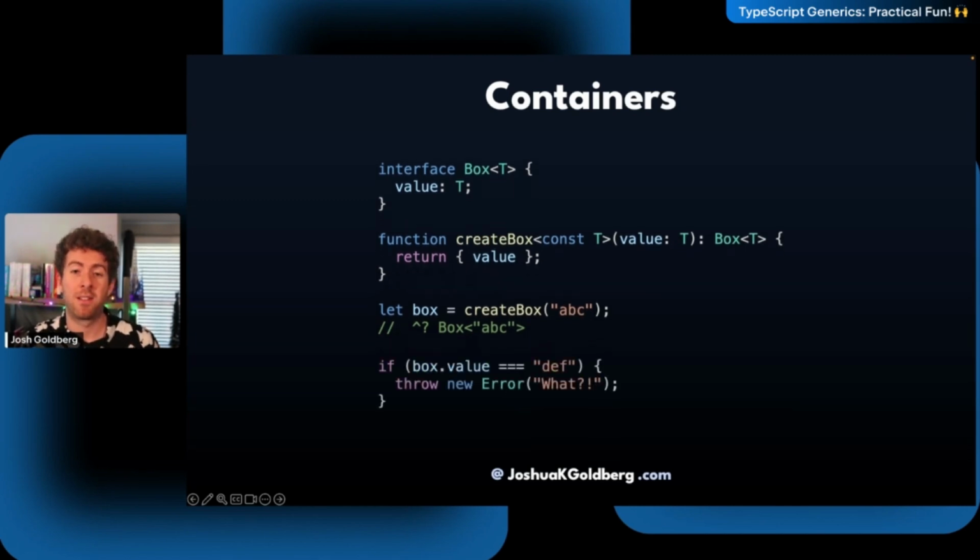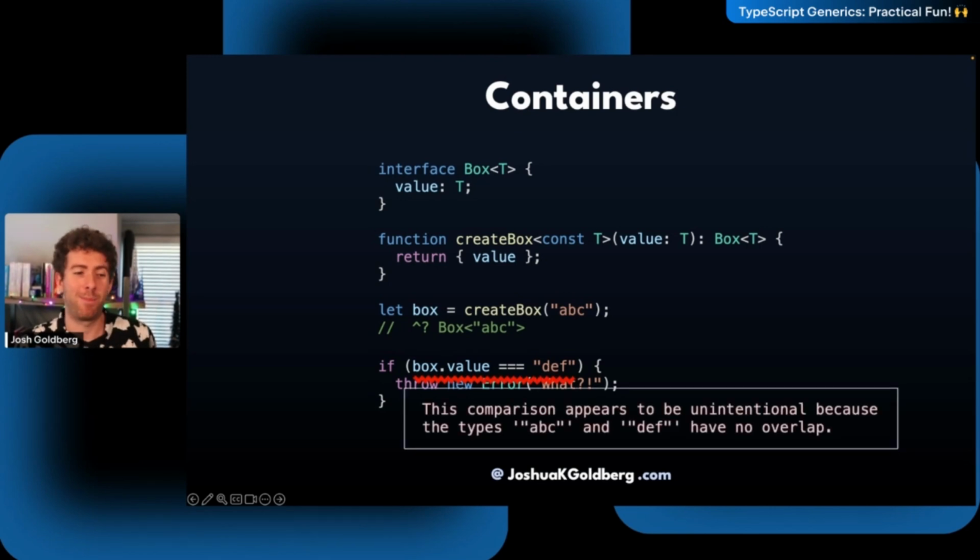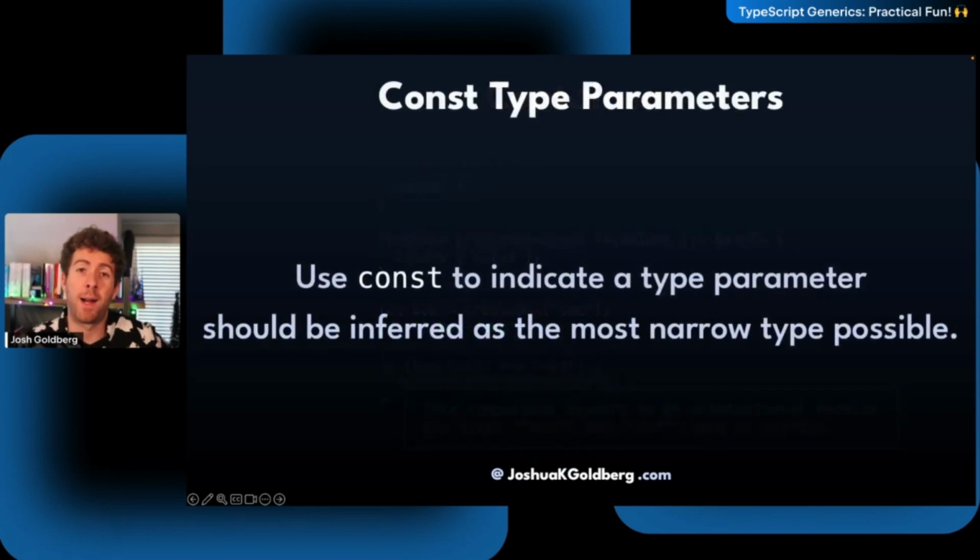It understands that if you compare two, say, literal types that aren't the same, that comparison is unnecessary. In this code, we know box.value is ABC, not just any old string. So it can actually give us a type error saying this comparison appears to be unintentional because the types literal ABC and literal DEF have no overlap. I think that's pretty nifty. So you probably won't do this very often, but once in a while it might be useful.